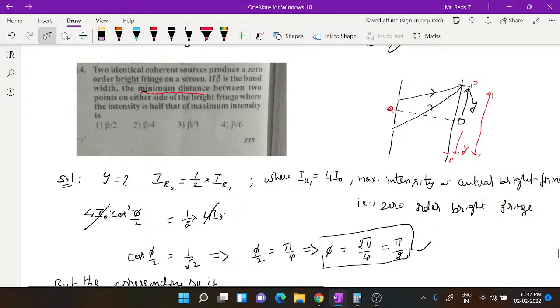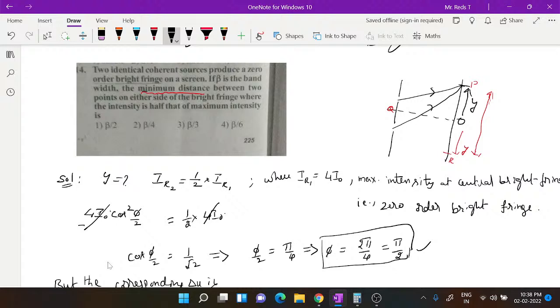So the resultant intensity at any point is given by 4 I naught cos square phi by 2. And it is equal to half into the maximum intensity at the zero order point, which is nothing but 4 I naught. If you substitute this and simplify further, 4 I naught gets cancelled. Then cos square phi by 2 is equal to 1 by 2, or taking the square root, cos phi by 2 is equal to 1 by root 2.